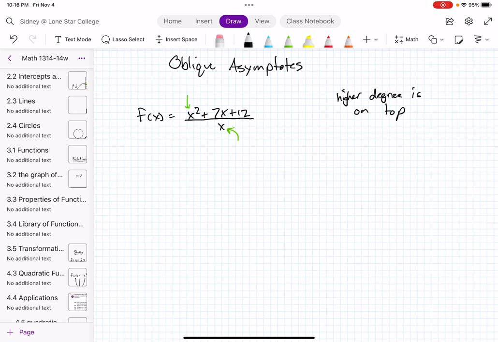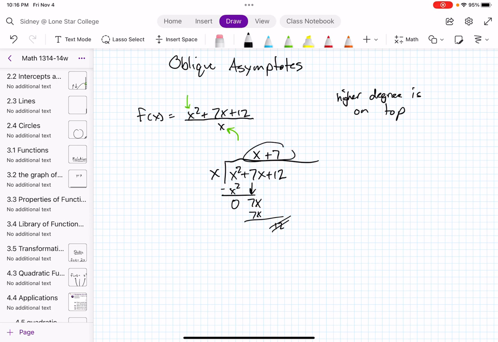Now, if I do long division, x squared plus 7x plus 12, and I actually do the division divided by x, I say x times what is x squared, and the answer is x. x times x is x squared. I subtract and bring down. And I say x times what is 7x, and the answer is 7. Now, what's nice about this is we don't actually care about the remainder. There will be a remainder here. The remainder is going to be 12. But we don't care about the remainder. We let that fall off.